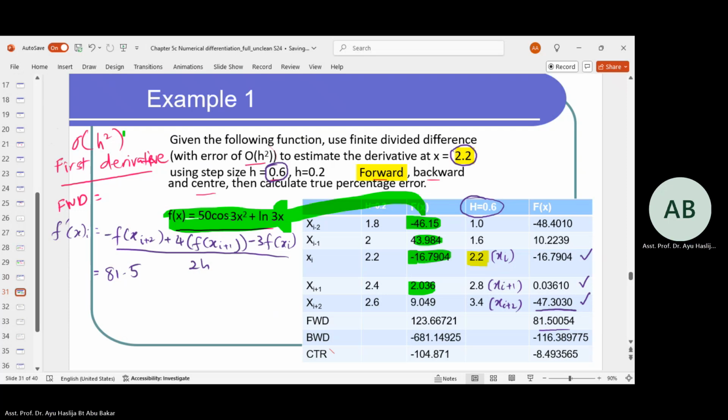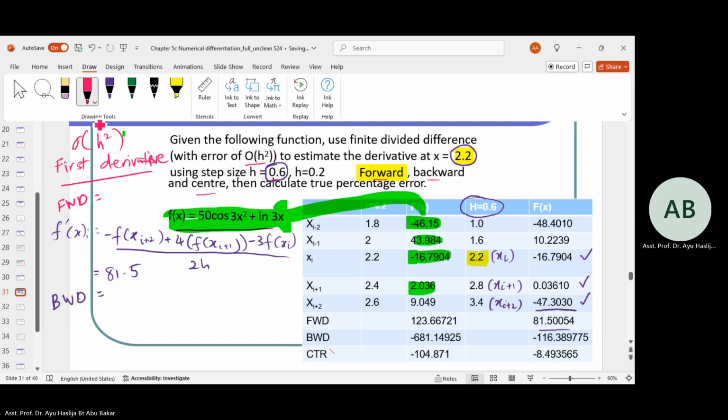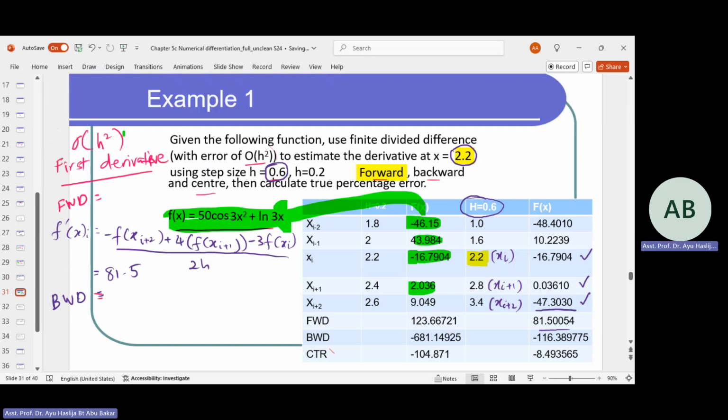Okay. Now, same method, same step for backward. Identify your equation. Okay, backward. Identify your equation for O level 2, error level 2.